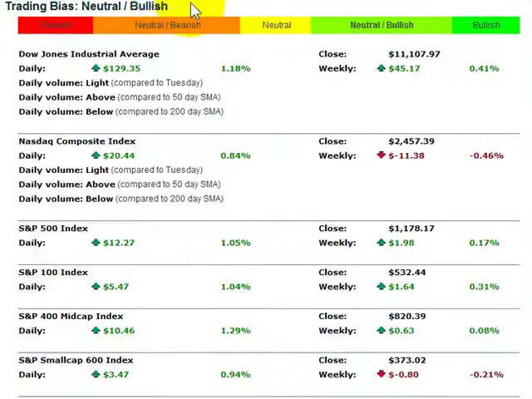Okay, as you can see here, our trading bias is neutral bullish. Industrials, shown by the Dow Jones Industrial Average, gained 1.18%, and volume was light and mixed average. Tech stocks, shown by the Nasdaq Composite Index, gained 0.84%, again on light mixed average volume. And the large cap, shown by the S&P 500 Index, gained 1.05%. I want you to notice on these big three that it's only the Nasdaq that didn't recover from yesterday's losses.